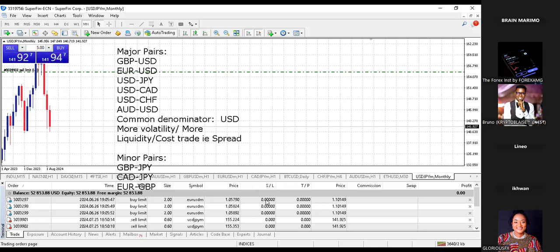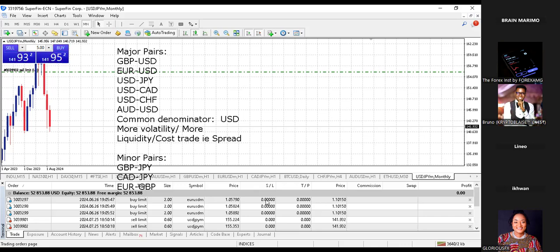So I think if there's anything to note from these pairs, it is correlation, right? Correlation is important. If you are looking at the pair GBP USD, and let's say you are buying GBP USD, what should you be doing with Euro USD? Certainly buying as well.